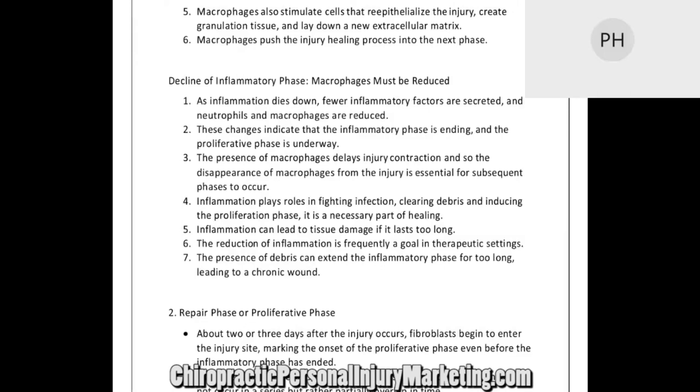Inflammation plays roles in fighting infection, clearing debris, and inducing the proliferative phase. It's a necessary part of healing. Inflammation can lead to tissue damage if it lasts too long. The reduction of inflammation is frequently a goal of therapeutic settings. The presence of debris can extend the inflammatory phase for too long, leading to a chronic wound. So we know long-term inflammation is bad.